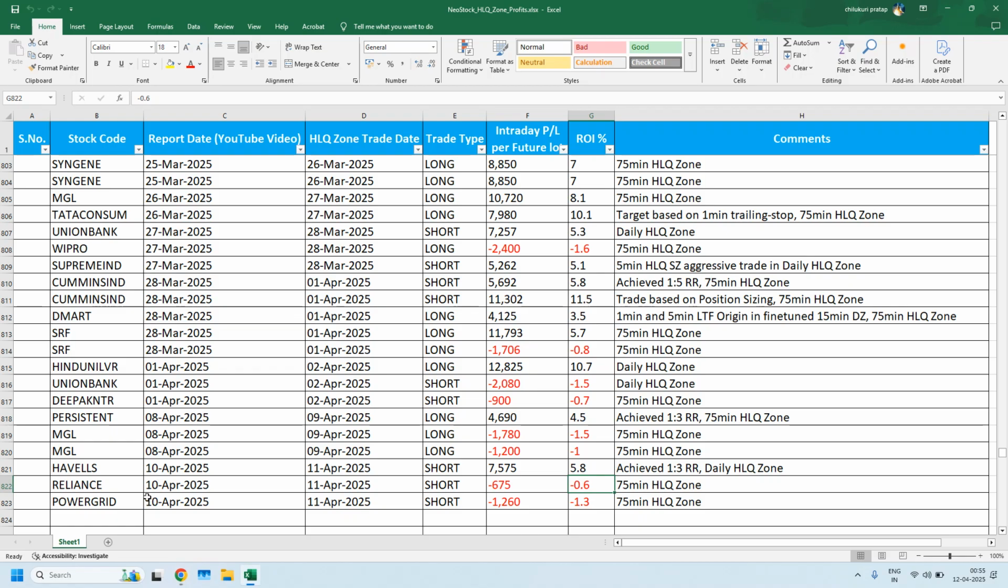After Reliance, how else would it have been executed? It would have been a successful trade. In the next 5 minutes, you got the profit, 5-10 minutes. Next, you got Power Grid.